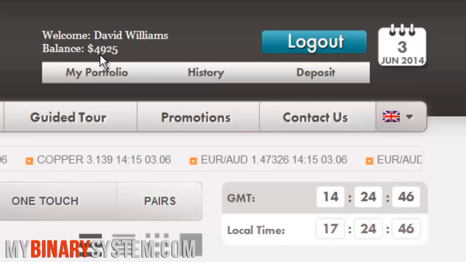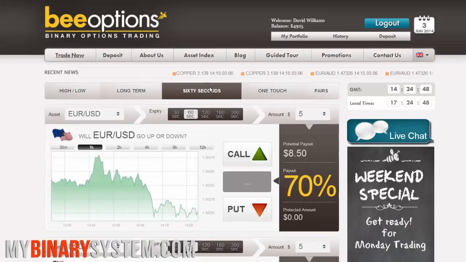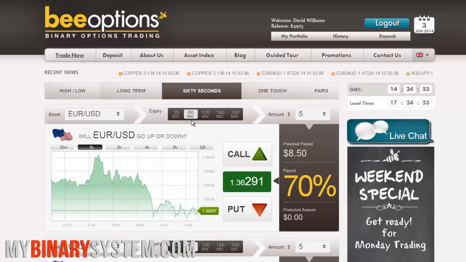Now, in order to place a trade, you need to click on the 60 Seconds tab. And let me just click on it right over here. You can choose the currency pair you want to trade from the drop-down Asset menu. You can see that I've selected the Euro-USD pair, and here you can choose the expiration time for your trade. Here you have the 70% payout for this trade, which I'm hovering over, and the call and put buttons.